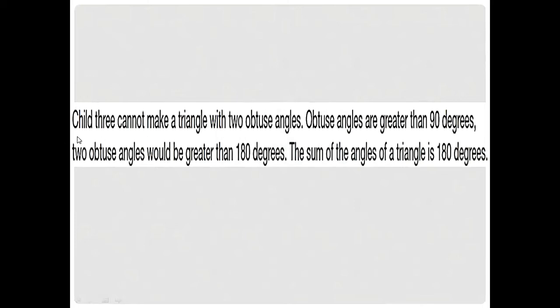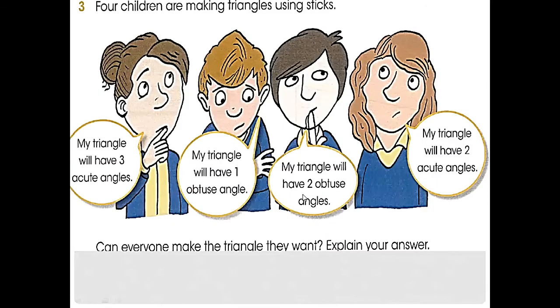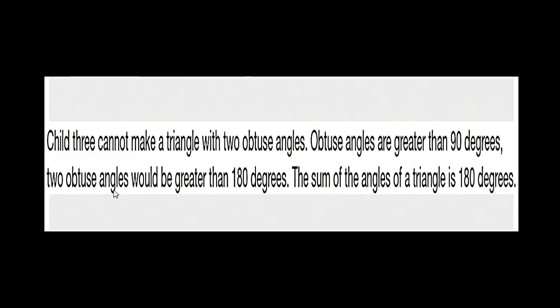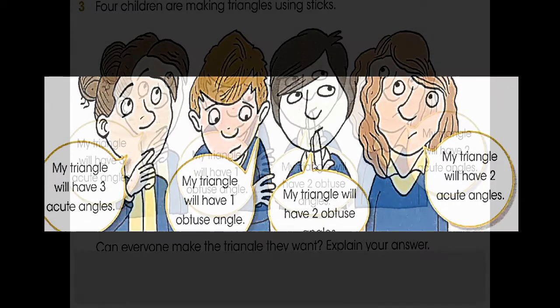And child 3 cannot make a triangle with two obtuse angles. As I told you, they cannot make a triangle. Obtuse angles are greater than 90 degrees. Two obtuse angles would be greater than 180 degrees. So as we know, the sum of the angles of a triangle should be 180. So it is not possible. So the third one is wrong.